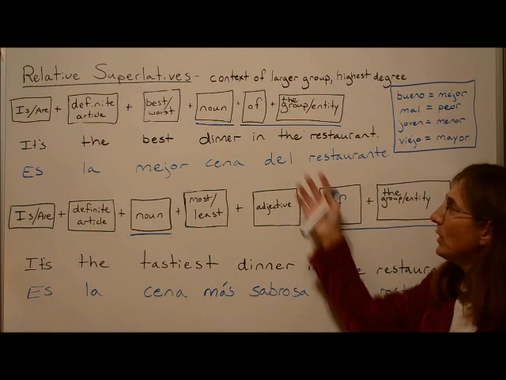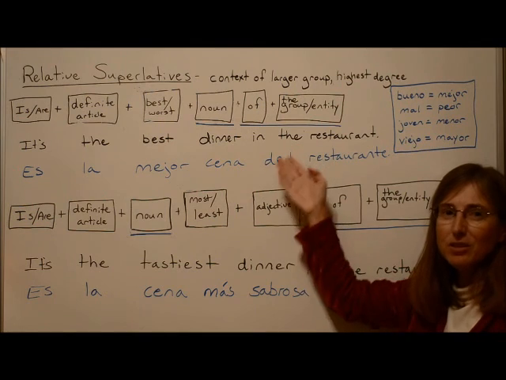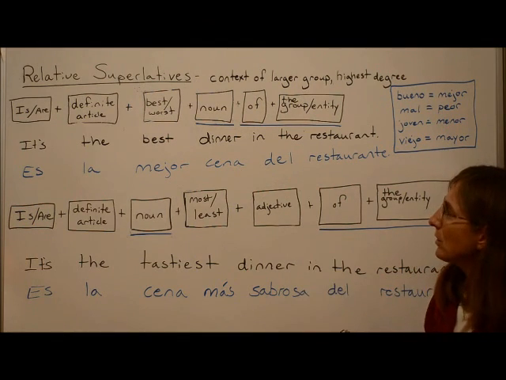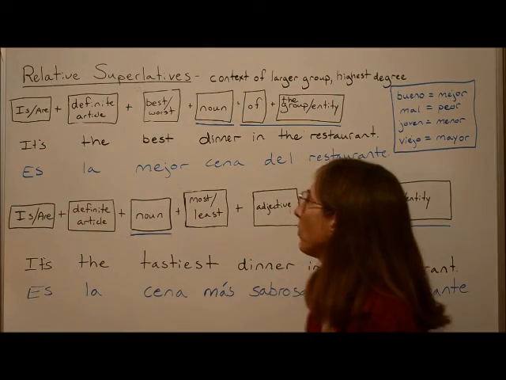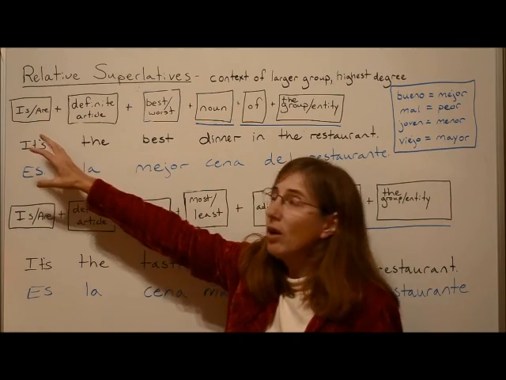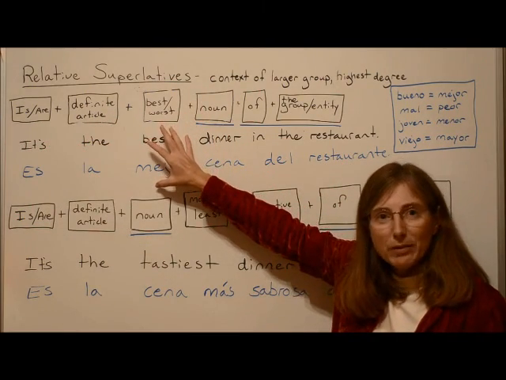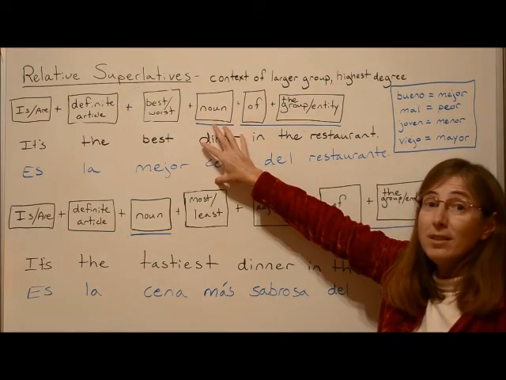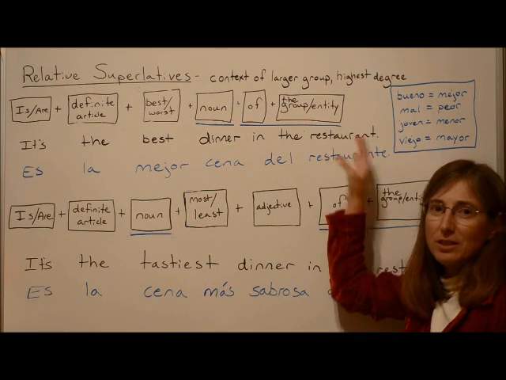Okay? The only difference here really is that we're saying "in" in English and "of the" in Spanish. And then it's "is" versus "es." But the structure is basically the same. We use is or are, a definite article, we choose best or worst, say the noun, and then of and whatever the larger entity is.